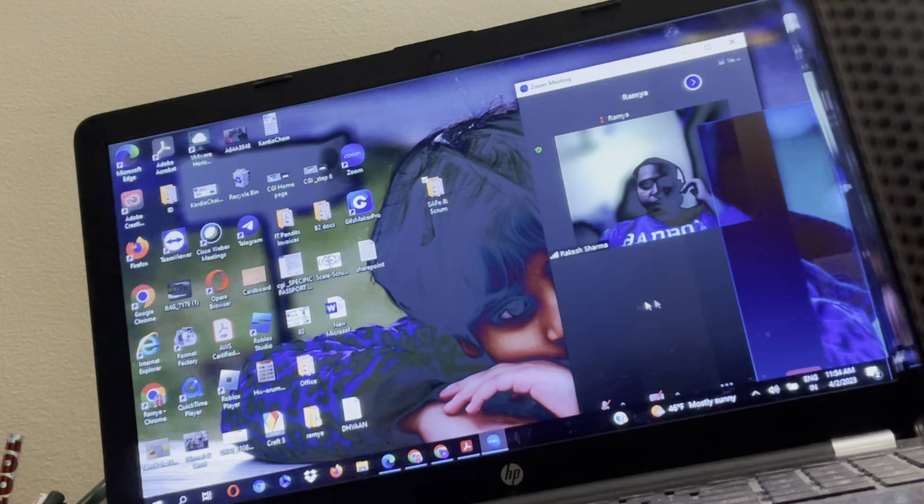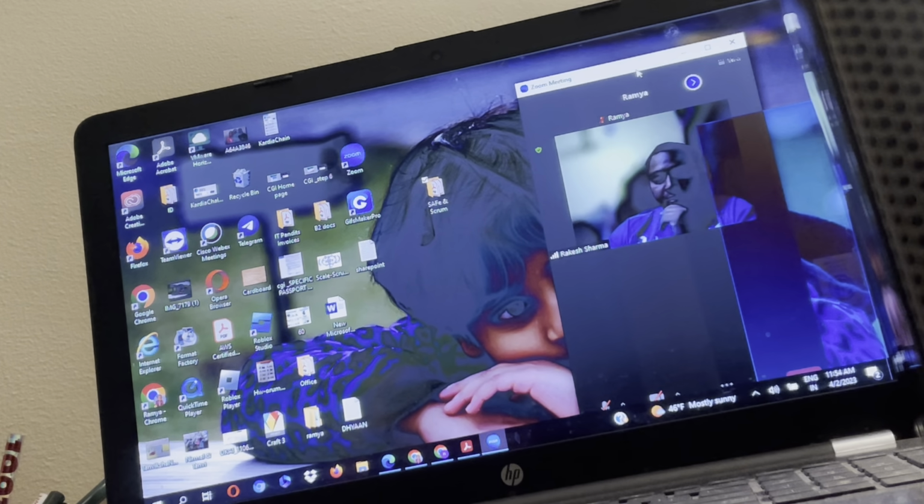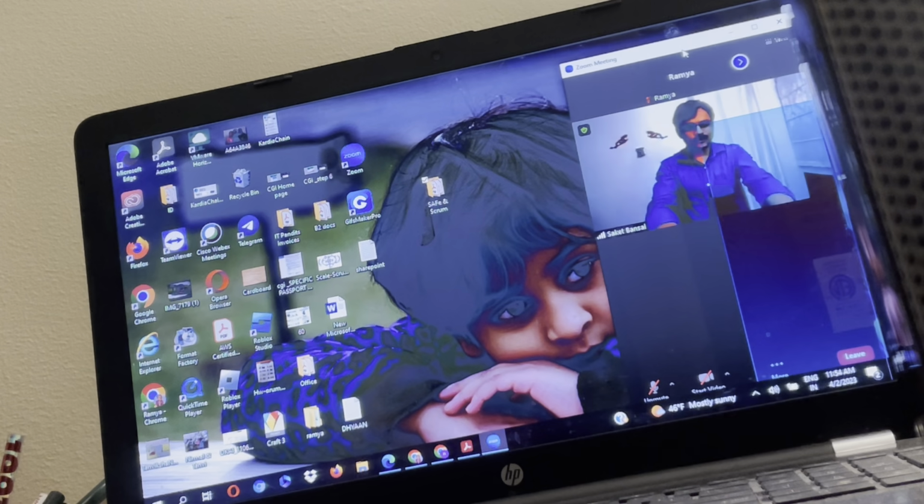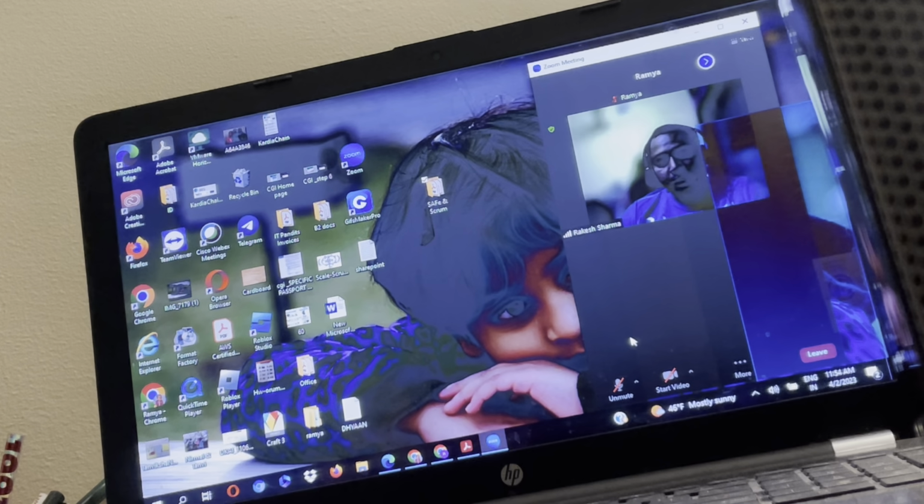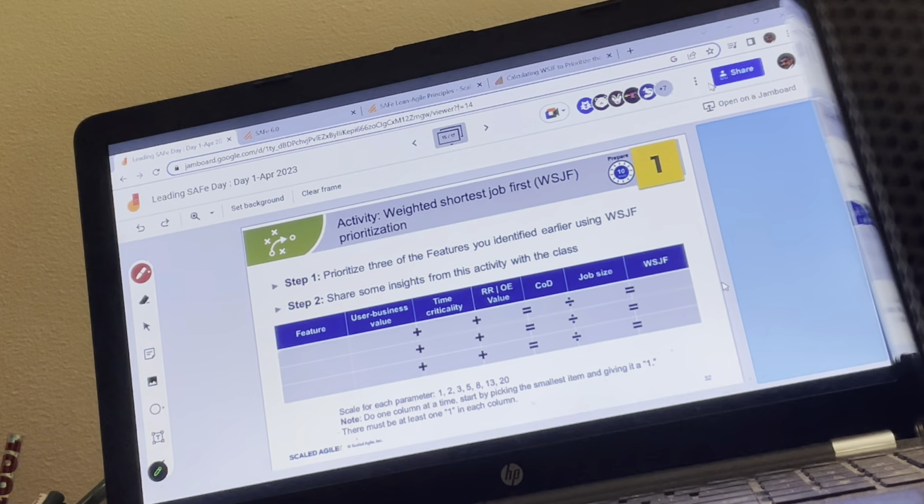I have a question about the third factor in the cost of delay: risk reduction and opportunity enablement. Is there any particular reason both of these are kept together? Like we could have four factors also. Both are uncertain. They may come, may not come.